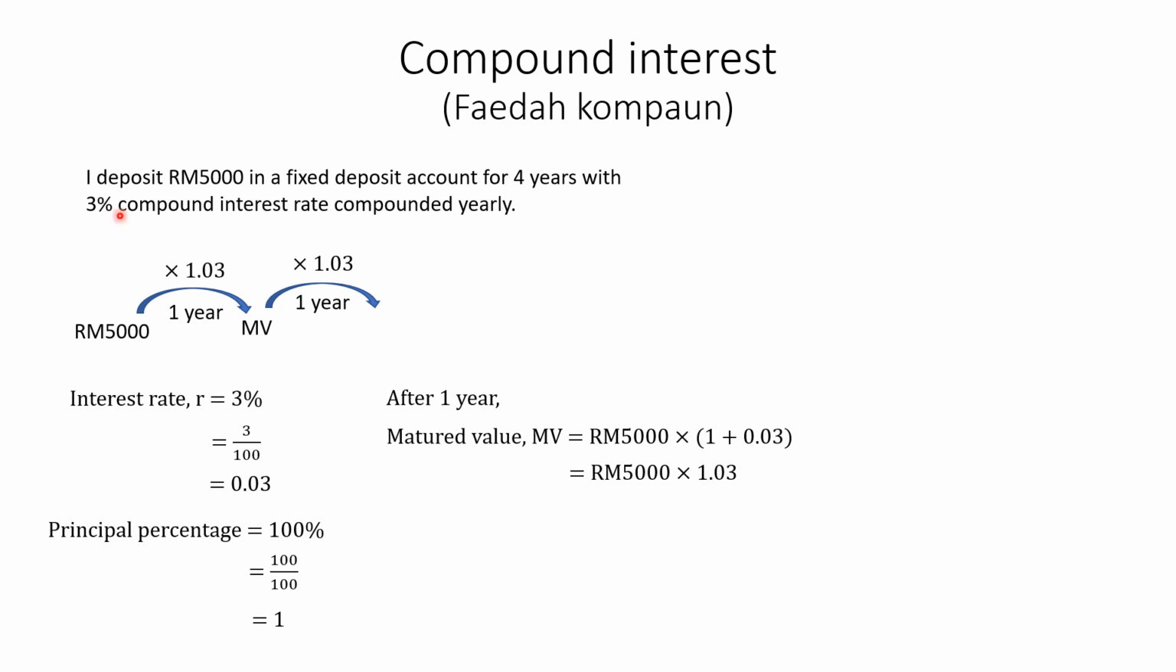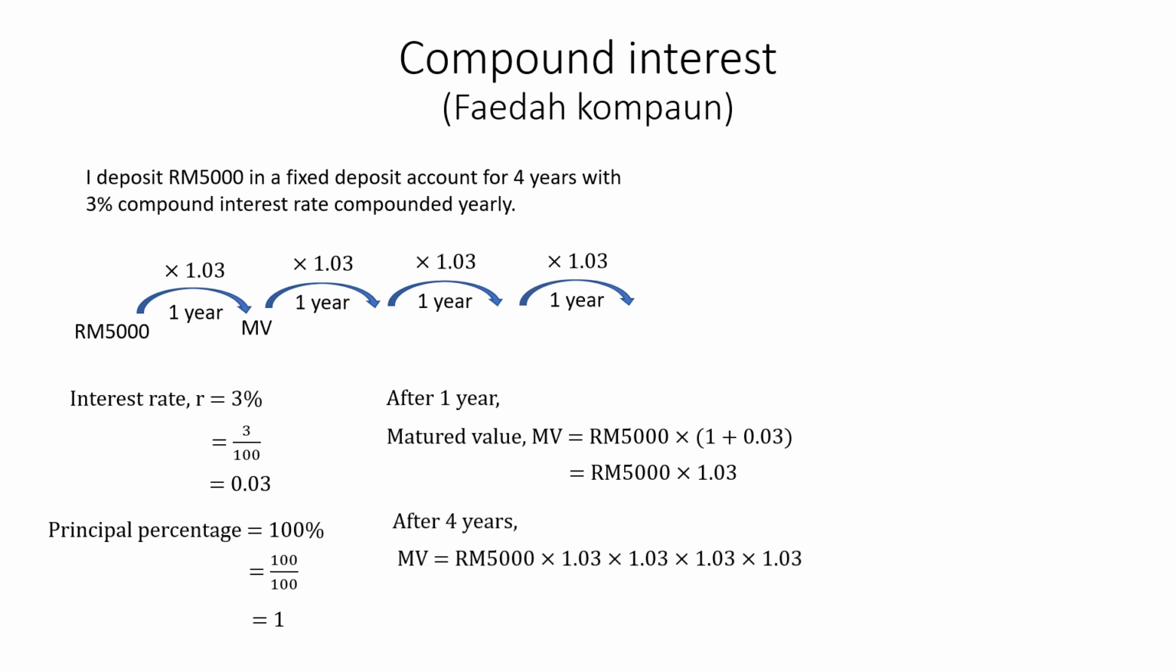So this is the so-called compound interest. That means the interest is accumulated through years. In the long term, I can save a lot of money. So for the third year, multiply by another 1.03. For the fourth year, multiply by 1.03. So after 4 years, to calculate the matured value, it is 5,000 multiplied by 1.03, multiplied 4 times, and I can write it as 1.03 to the power of 4.